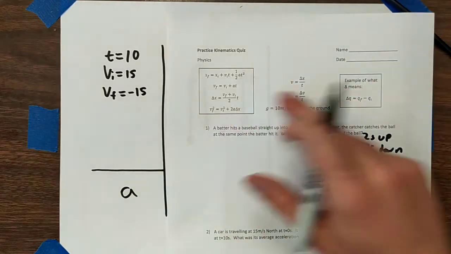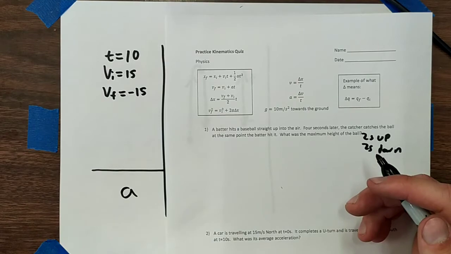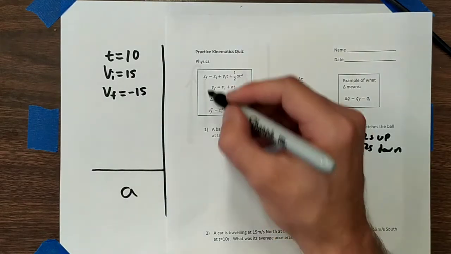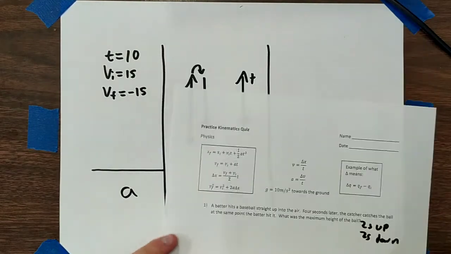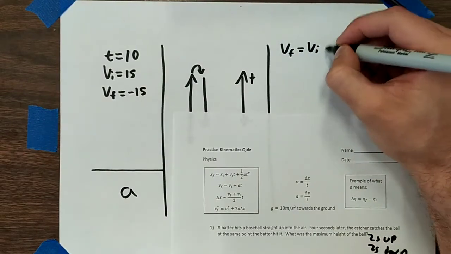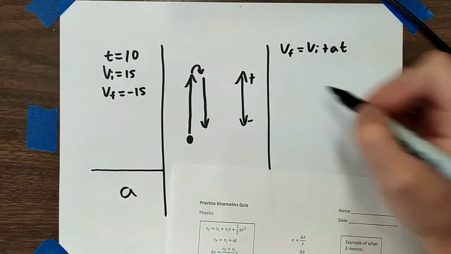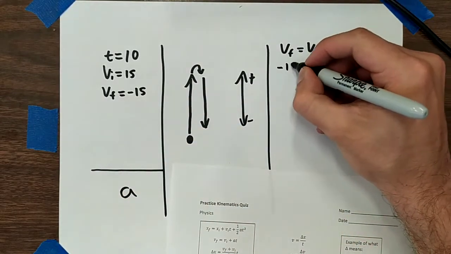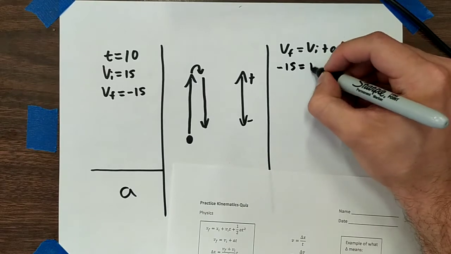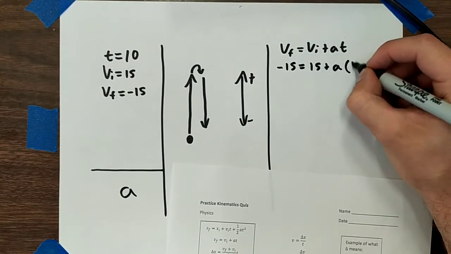Now I'm looking for one of these formulas that ties these things together. So something that just has VI, VF, T, and A. The second equation does that, so I'll use that. VF is equal to VI plus AT. Then I'll plug in my numbers for what I know. So I'll replace VF with negative 15, and VI with 15, plus A times, and our time is 10.